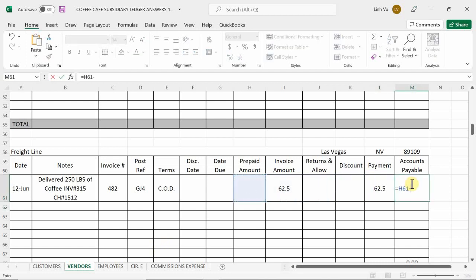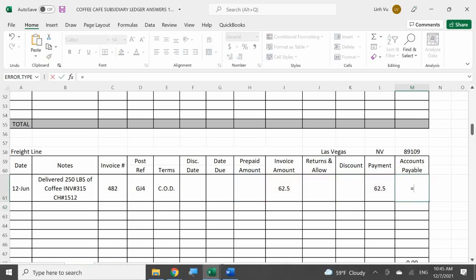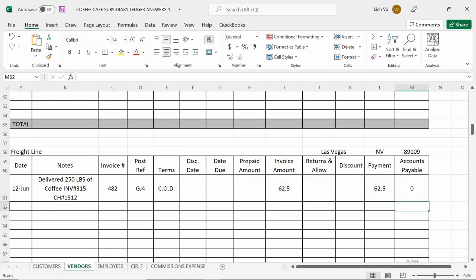So therefore, I owe Freightline nothing. And here's my proof of payment. Oh, whoops. Invoice amount minus prepaid minus returns minus discounts minus payments. 0. Okay.